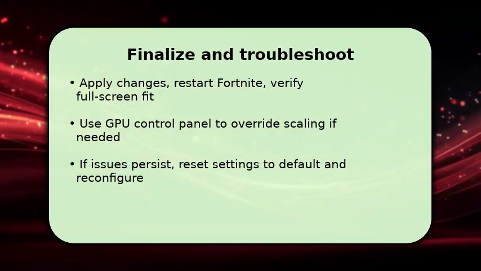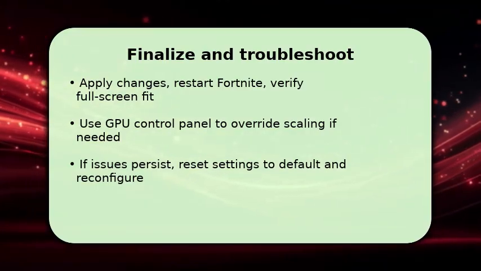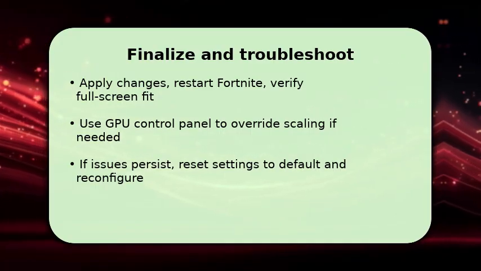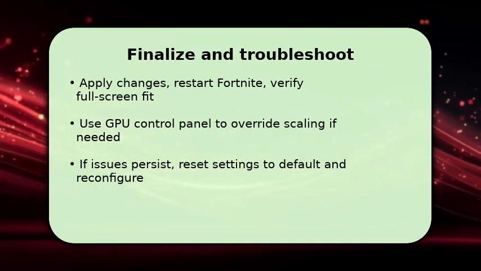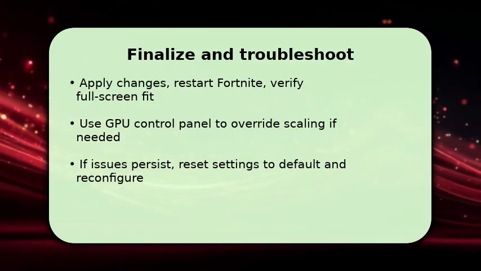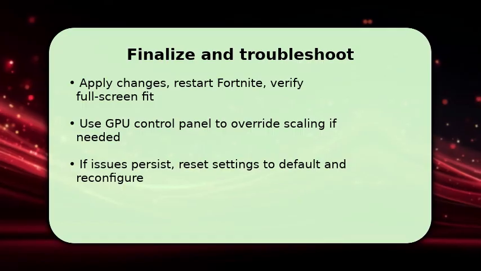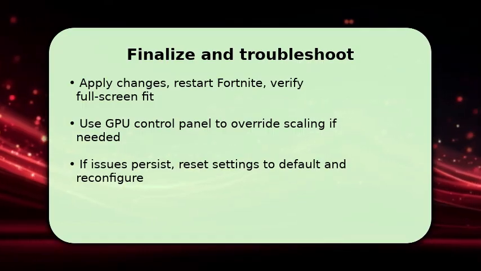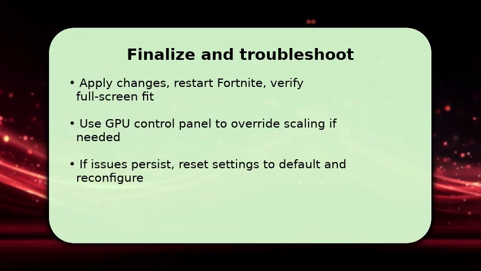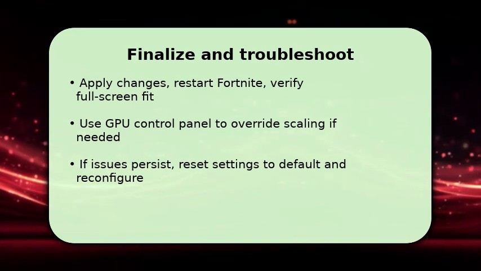If the screen still crops or black bars remain, open your GPU control panel, NVIDIA/AMD/Intel, and set scaling to display or enable integer scaling to force 1:1 pixels. If nothing works, reset Fortnite settings to default and redo only resolution and display mode. Key troubleshooting tip: if the game is stretched, check both OS.